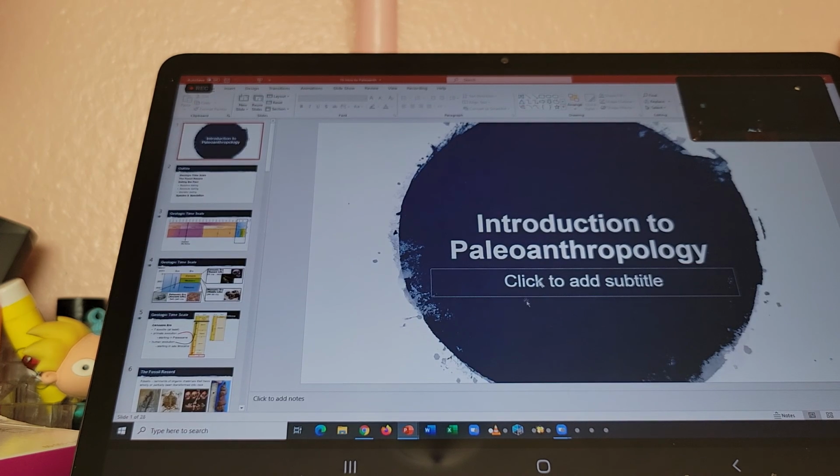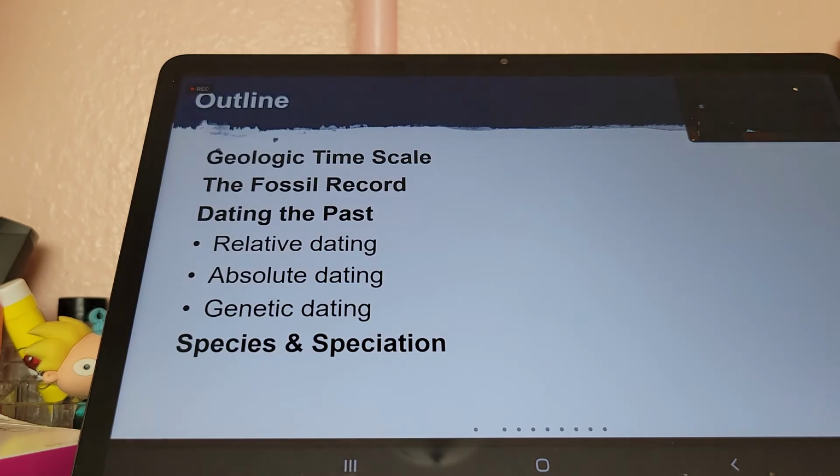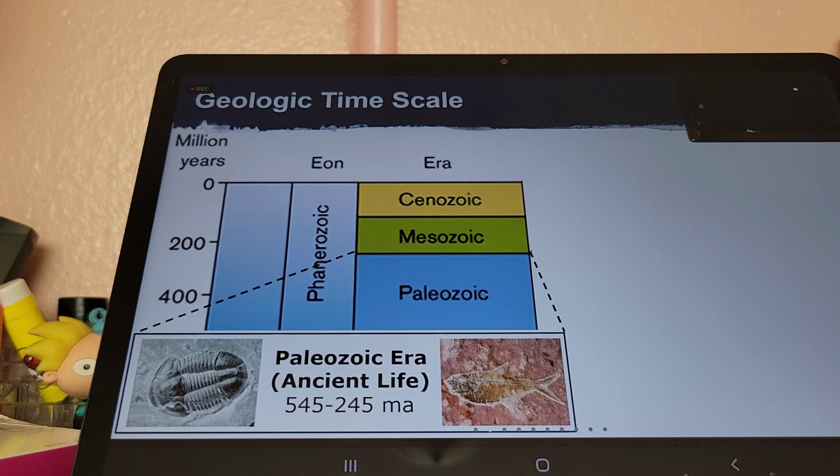Now we're going to pick up and finish talking about speciation. Gotta go. Probably should go back. There's a lot of clicking.